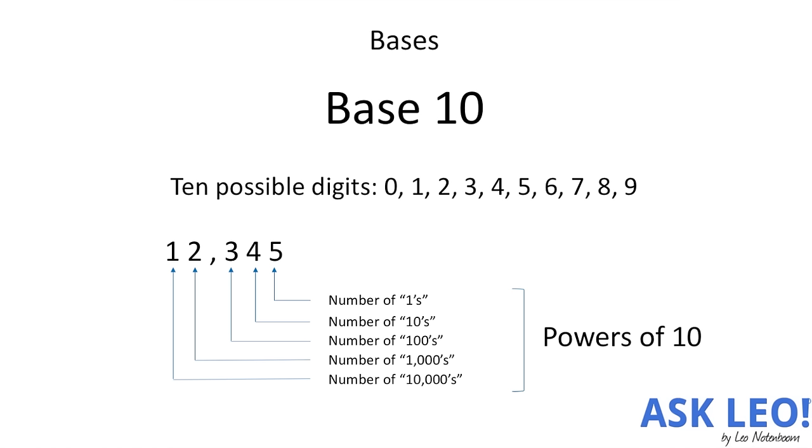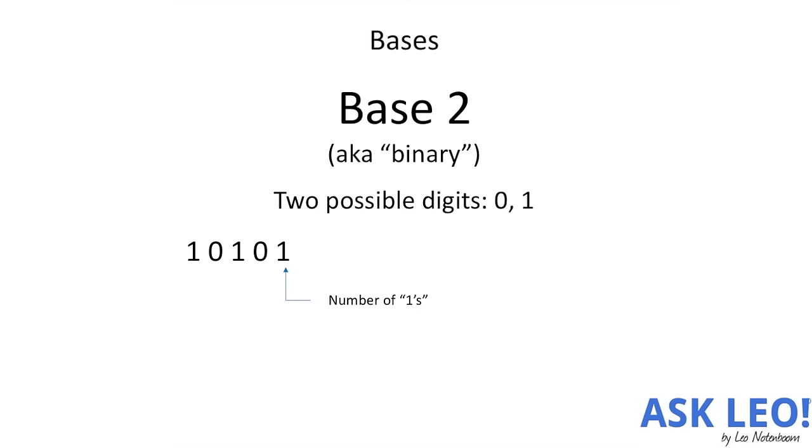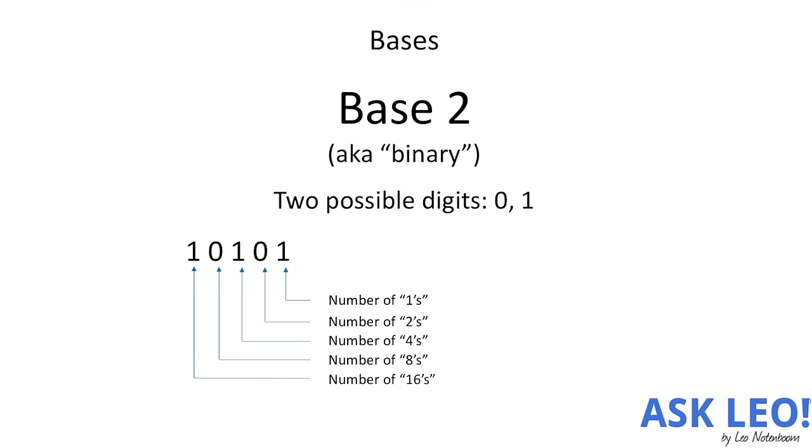Hence, base 10. Now, we already knew about base 10, and we were looking at other bases, of course, but what we decided to do was to study base 2, what we call binary. Now, in base 2, there are exactly 2 possible digits, 0 and 1. So a number might look something like 10101. In this case, the rightmost digit represents the number of ones, just like it did in base 10. The next digit over, however, represents the number of 2s. The next digit, the number of 4s. The next, the number of 8s. And the next, the number of 16s, and so on.